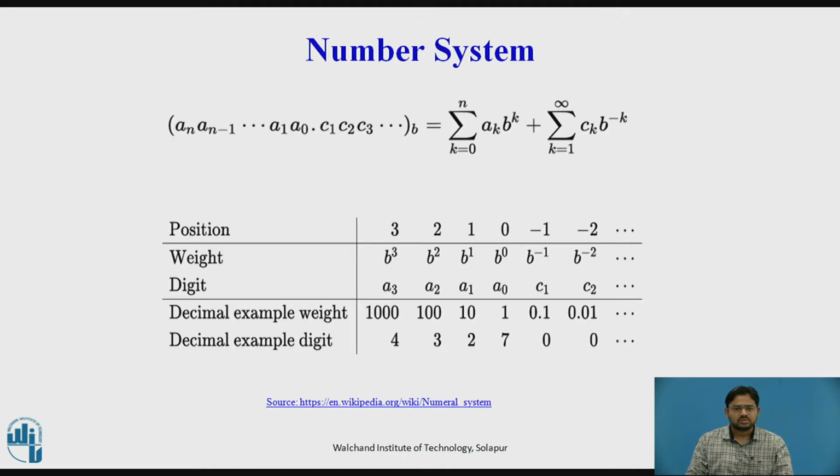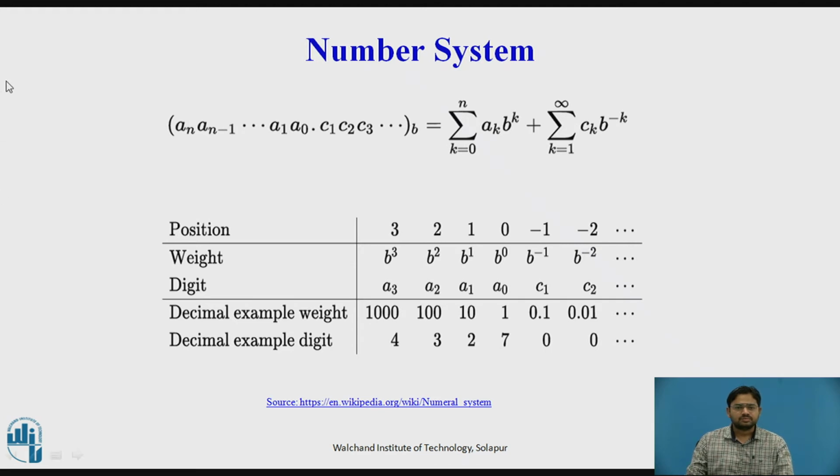Number systems. You're already aware of the decimal number system. In the decimal number system, the base is 10, because how many symbols are there in the decimal number system? There are 10 symbols: 0, 1, 2, 3, 4, 5, 6, 7, 8, 9. Up to 9, these are the symbols in the decimal number system.